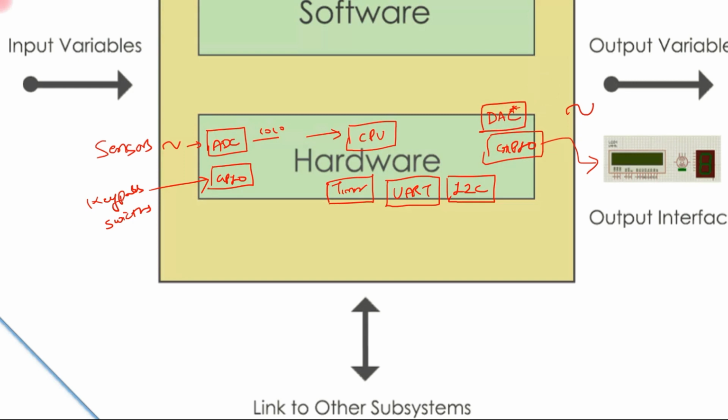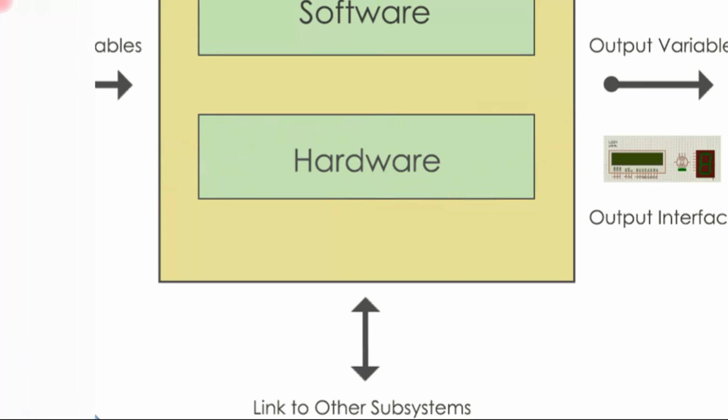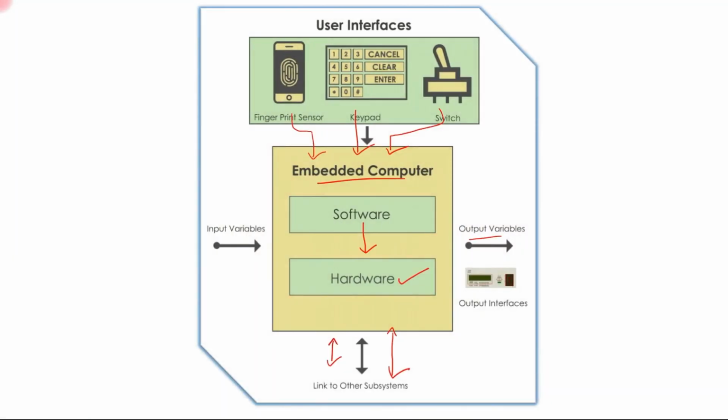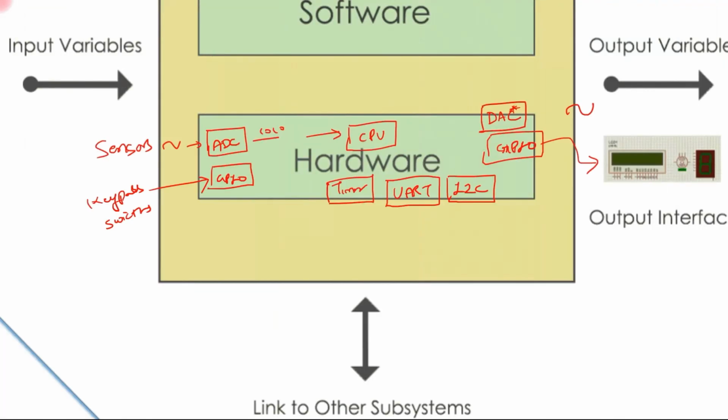So that is all I have for you in this lecture. We understood what we have on an embedded computer and what are the different blocks that we had on our embedded hardware. Now this embedded hardware is under the control of my software, which I can write in C or Python or any other programming language.